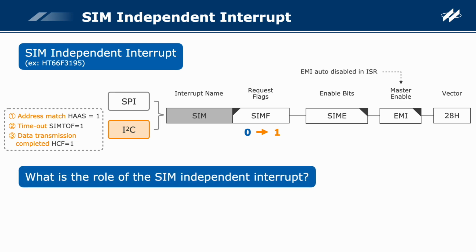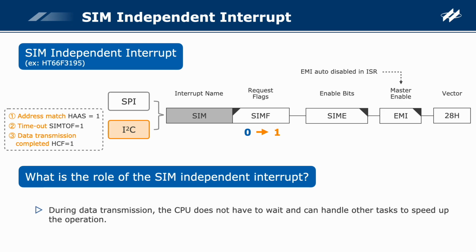So what is the role of the SIM-independent interrupt? During data transmission, the CPU does not have to wait and can handle other tasks to speed up the operation.